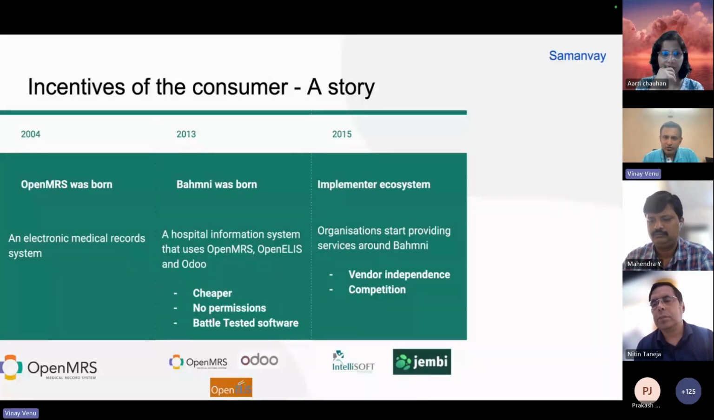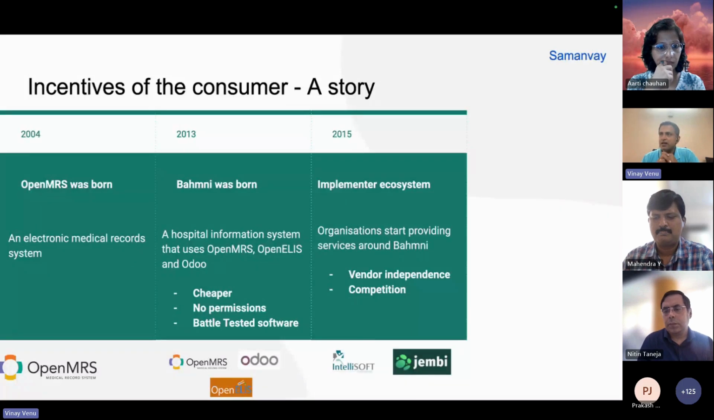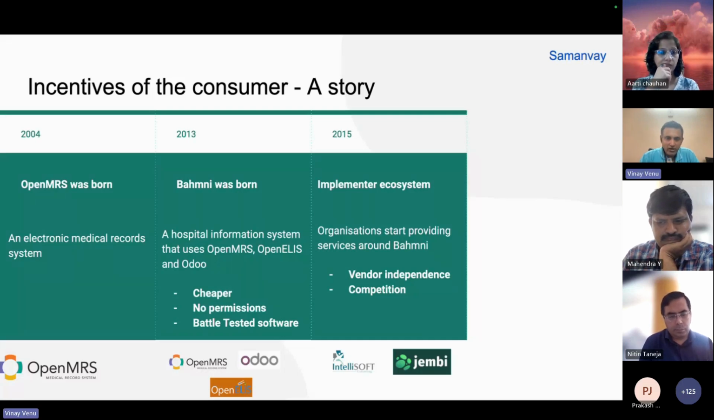Okay, so that was about Bumney. In 2015, what we saw was that other organizations started coming in and providing support. Like if a new hospital wanted Bumney to be implemented, they said, we will implement Bumney for you. And there was no need to collaborate with the original organization which built it. They could just approach a hospital and say, I want this built today. And it was possible for them to do it because it is open source. Anybody can start using it.